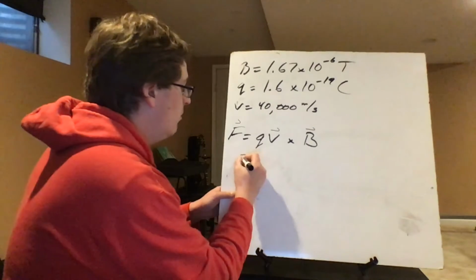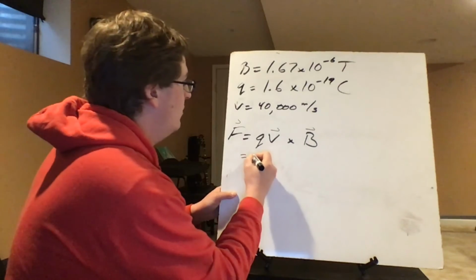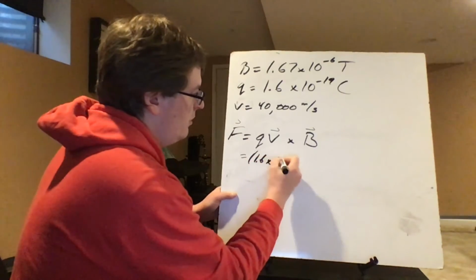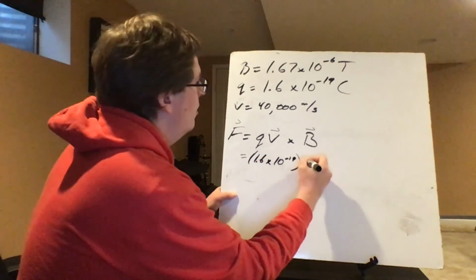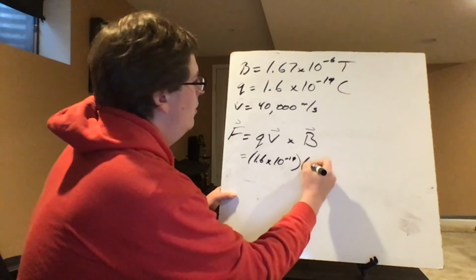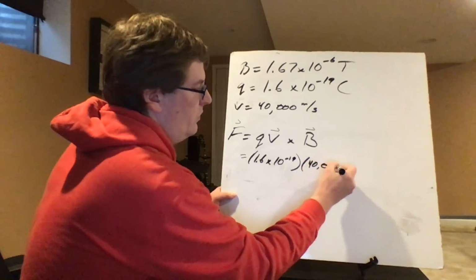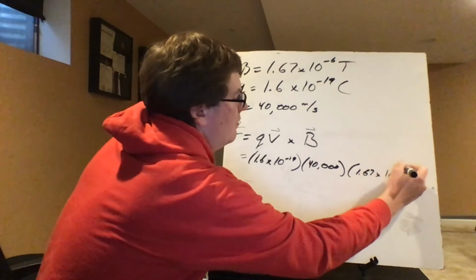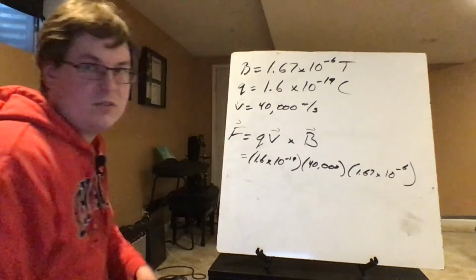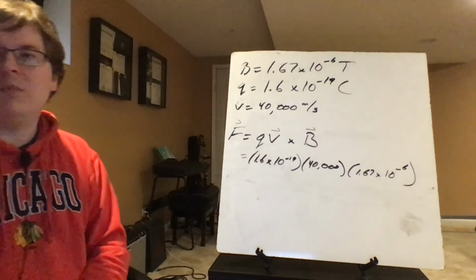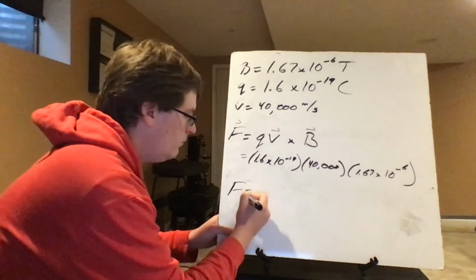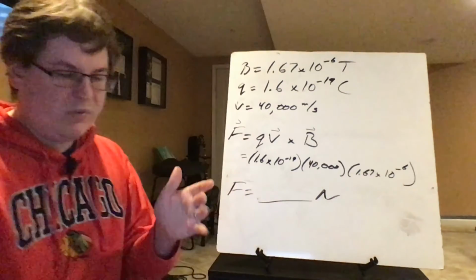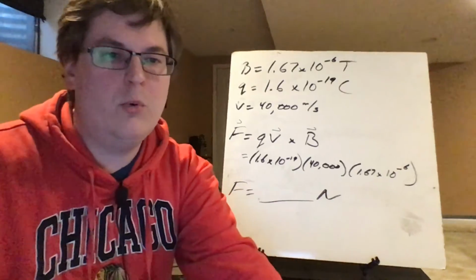So I'm going to have to go back to Symbol Lab to do this because I've got scientific notation and no calculator. 1.6 times 10 to the negative 19th, and 40,000, and 1.67 times 10 to the negative 6th. I just need to multiply those three numbers together, and that will give me my force on my particle, some number of newtons. I think I'm actually going to skip it to save time because I want to talk about the next part of it, which is the direction.